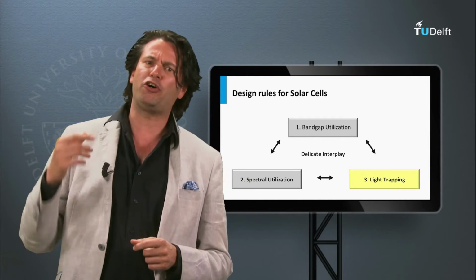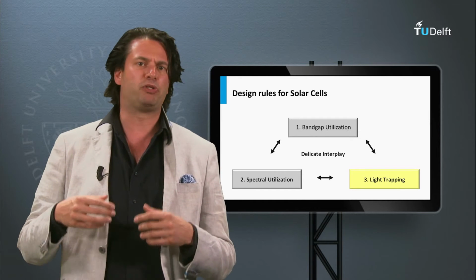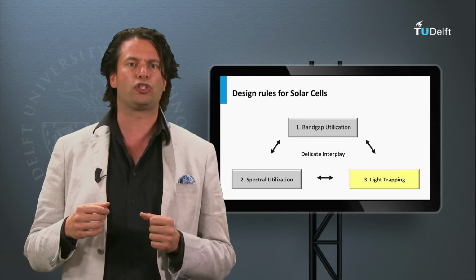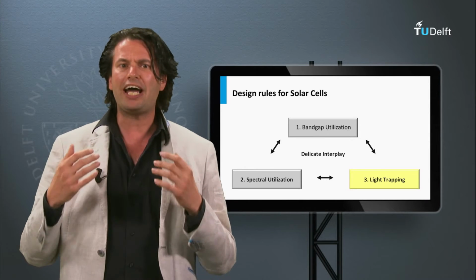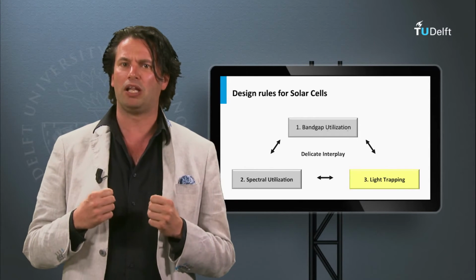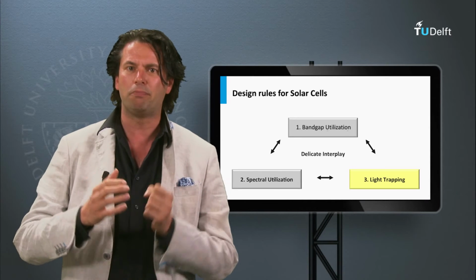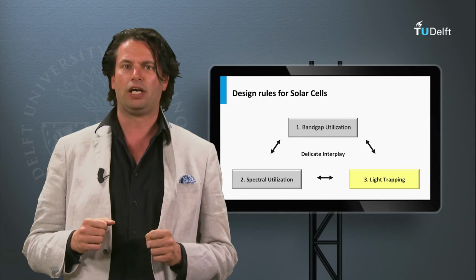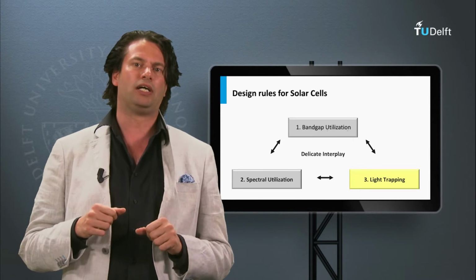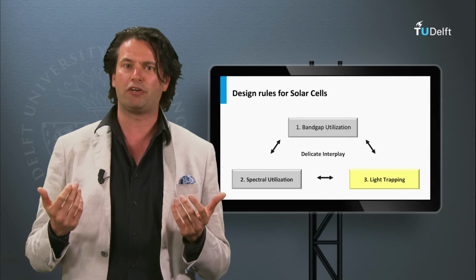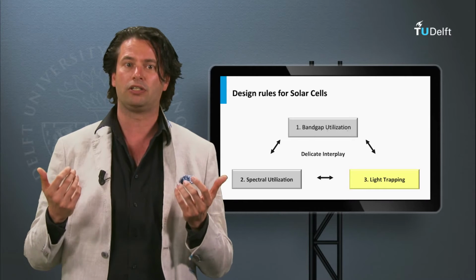Thirdly, if we have chosen our PV material, its potential utilization of the solar spectrum and its utilization of the bandgap energy, we would like to absorb as much light as possible from the solar spectrum in the PV active materials. We have to implement tricks to trap the light in the solar cell. This becomes an important issue if you consider thin film PV technologies.